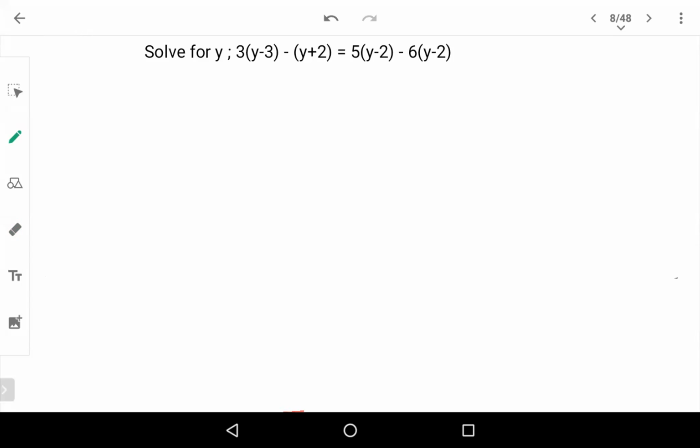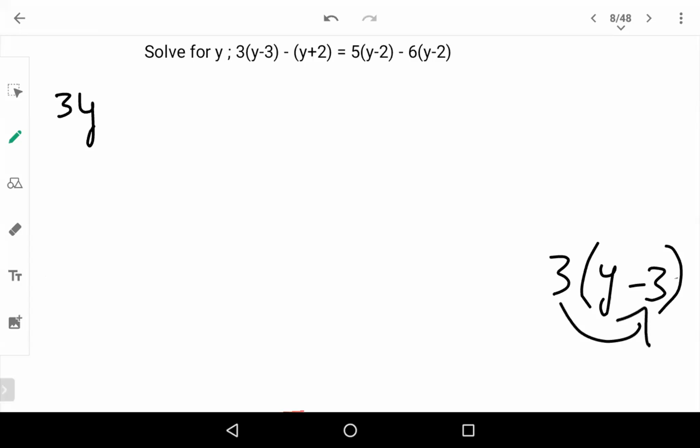Okay, so let us start. First is 3 into y minus 3. So 3 into y is 3y. 3 into minus 3 is 3 threes are 9 and minus 3, so it will be minus 9. Minus sign has to be retained. So 3y minus 9. This is your first expression. Understood the first expression?